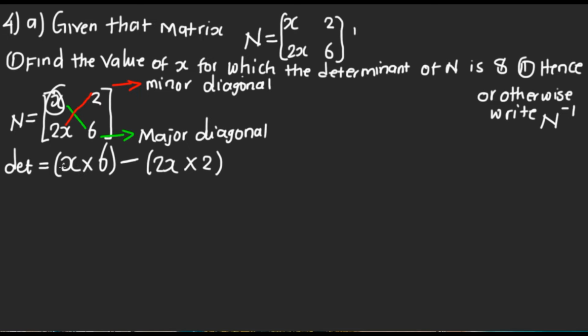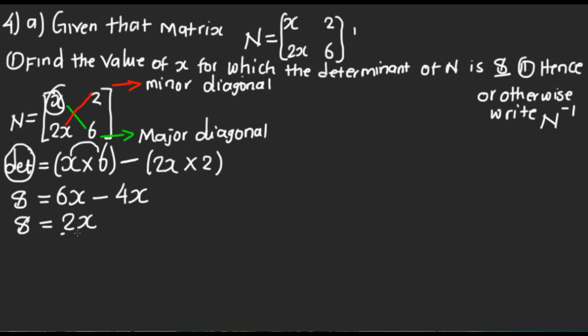Now, since the determinant is given, this is where we are going to put the value of 8. So we say 8 is equal to x times 6, which gives us 6x, minus 2x times 2, which gives us 4x. 8 is equal to 6x minus 4x, which is 2x. To isolate x, we divide by 2. We also divide by 2. Therefore, x is equal to 4. So that is what that means.